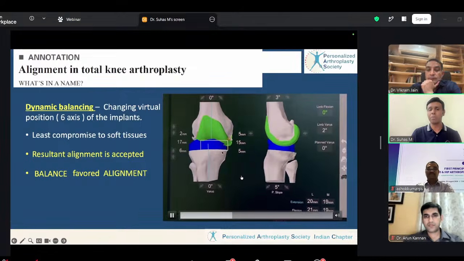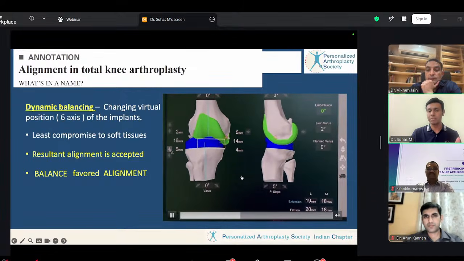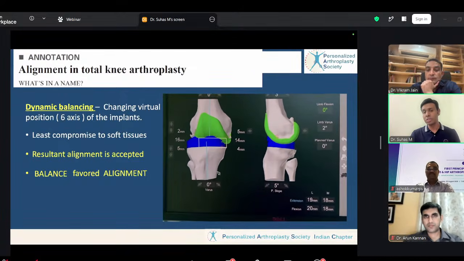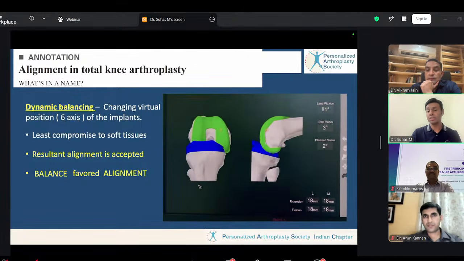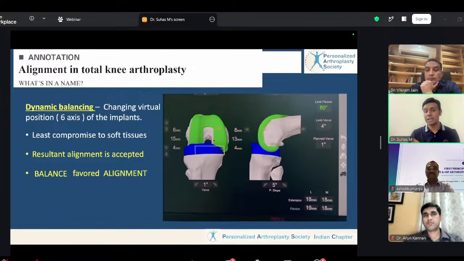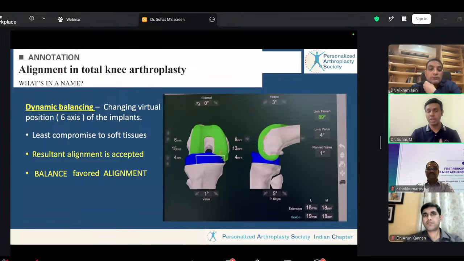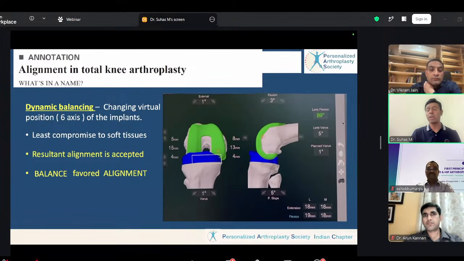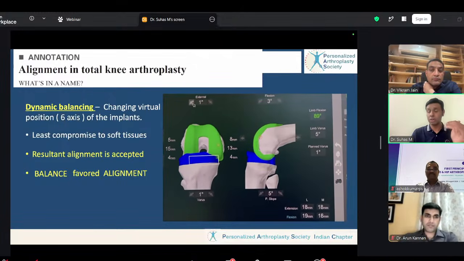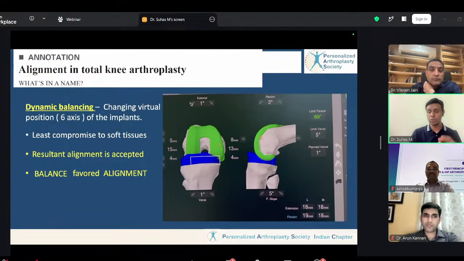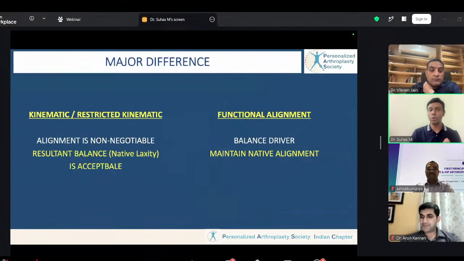So you can see I'm raising my tibia, I'm dislicing my femur, I'm giving varus on the tibia, I'm externally rotating my femur, but I'm doing this in order to get the gaps to 18. At the end of 18, whatever varus I get on the femur, whatever external rotation and valgus I get on the tibia and the femur, I'm accepting. So you're actually flipping the whole concept.